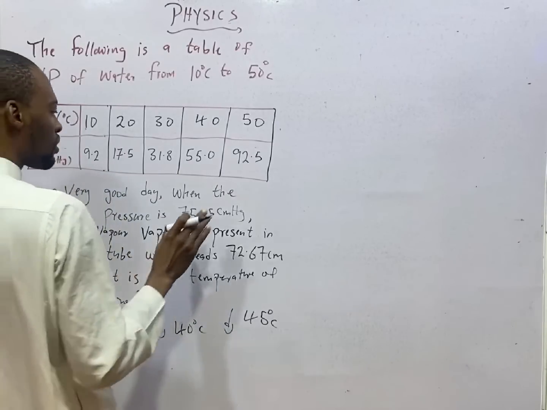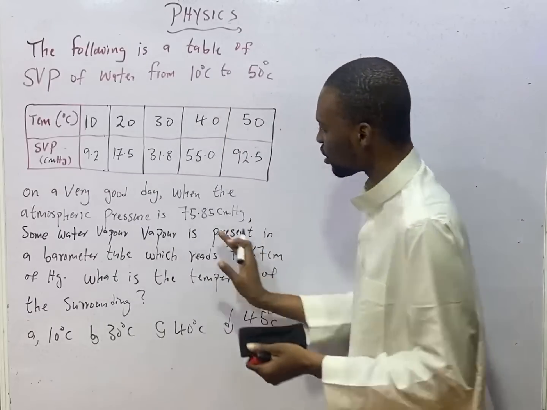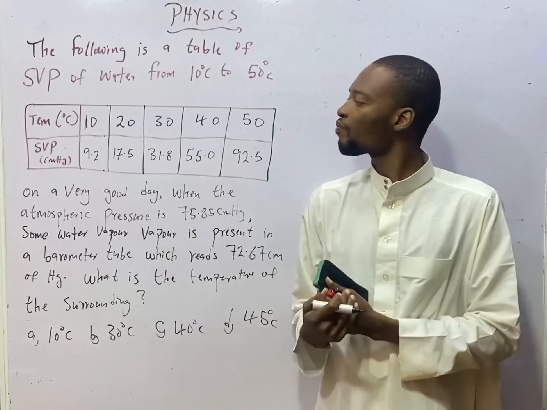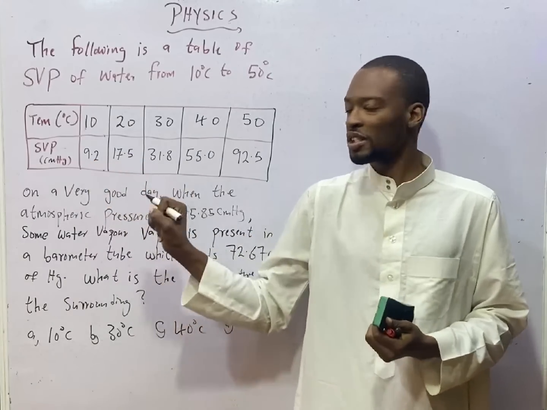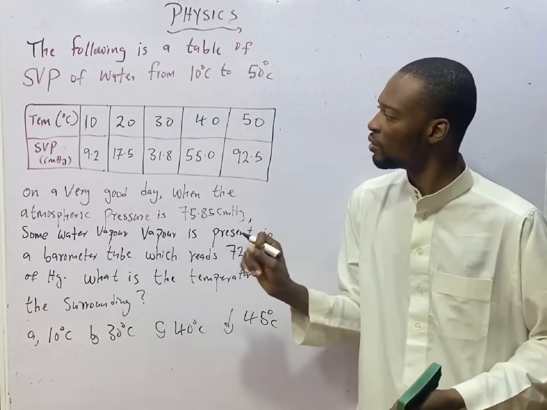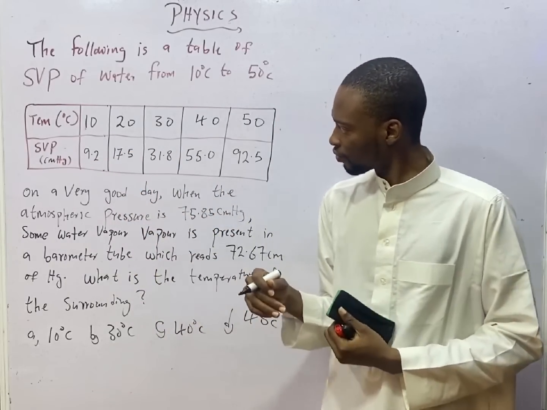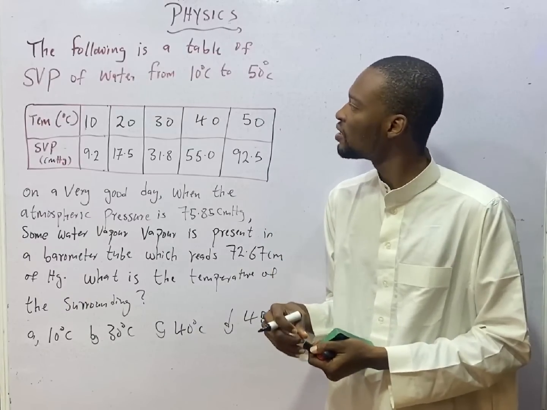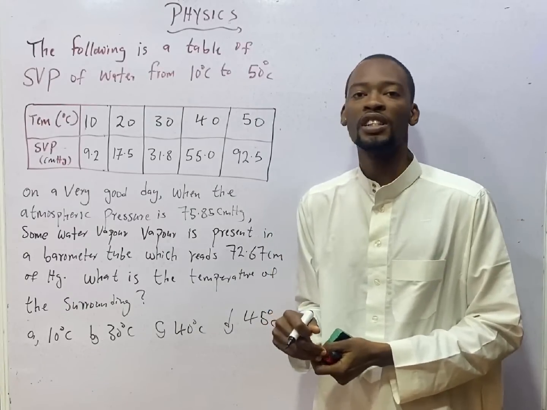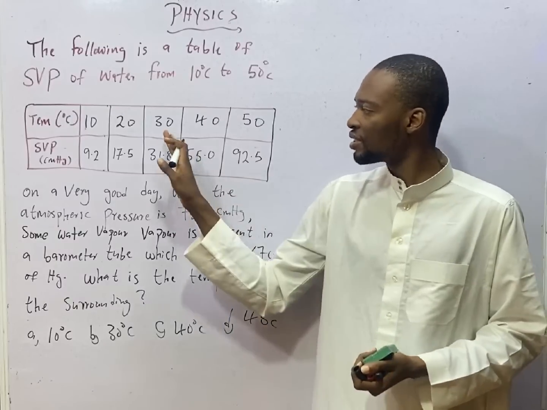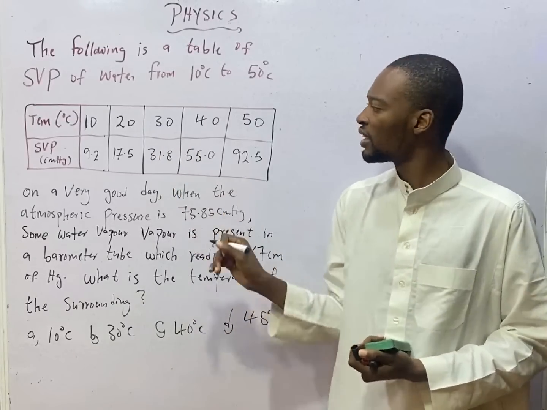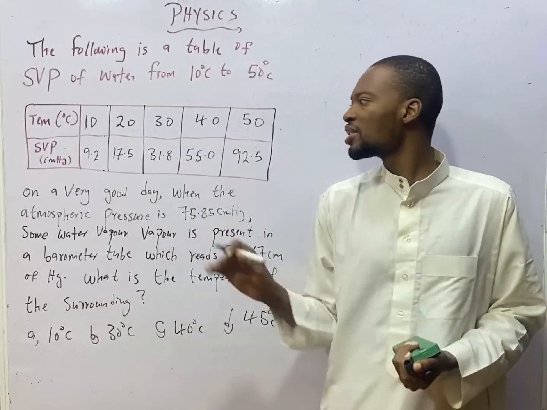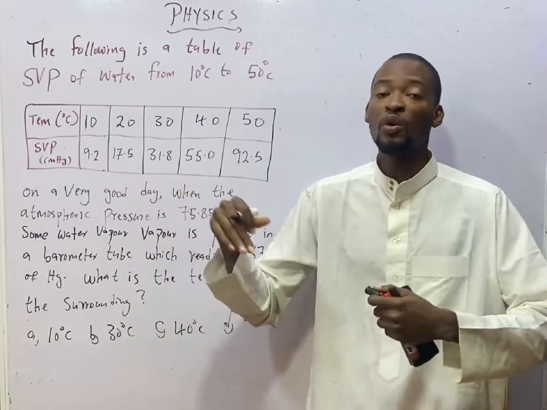Centimeter mercury, because the values here are also in centimeter mercury. At 10 degrees Celsius, the pressure the gaseous state of water exerts on the liquid part at equilibrium is 9.2. At 20 degrees Celsius, the saturated vapor pressure of water was given to be 17.5 centimeter mercury. At 30 degrees Celsius, it was given to be 31.8, and so on. So this is the general knowledge of what they want us to know.